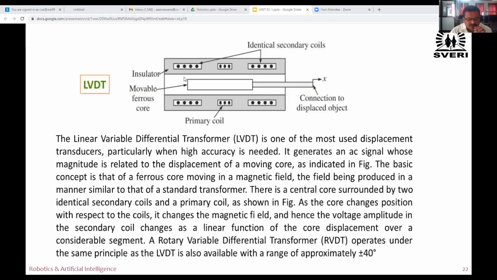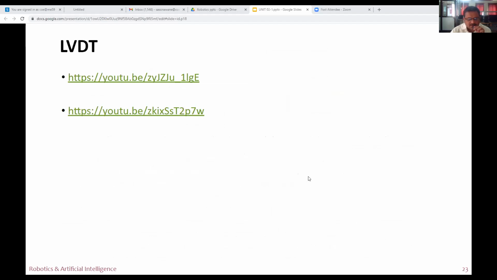Therefore, this is nothing but the linear variable differential transformer. See that this is the iron core, movable ferrous. Ferrous means iron. It is connected to the object whose displacement we have to measure. These are the primary coils, two primary coils. These are the secondary coils. Now we'll see the videos.